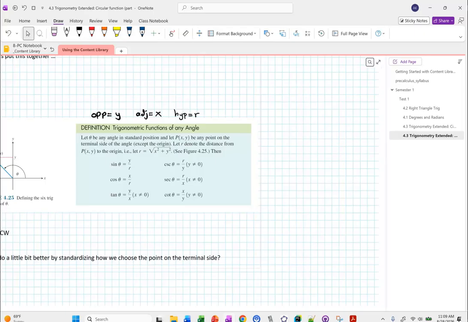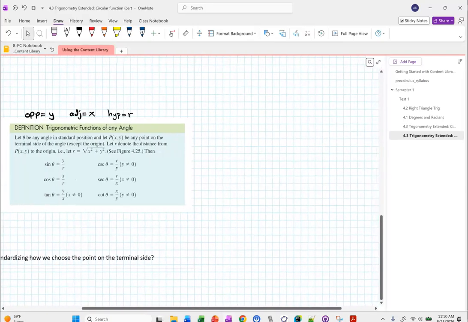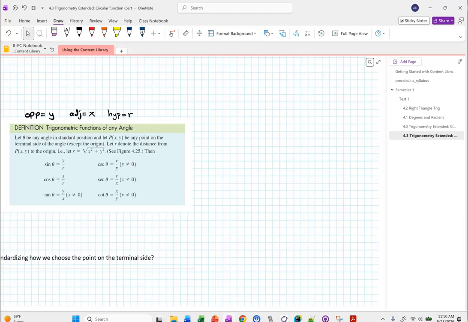But before we can do that last problem, I want to talk a little bit more about what's going on here. Okay? All right. So we've tied sine, cosine, tangent, secant, cosecant, cotangent to coordinates on the terminal side, right?